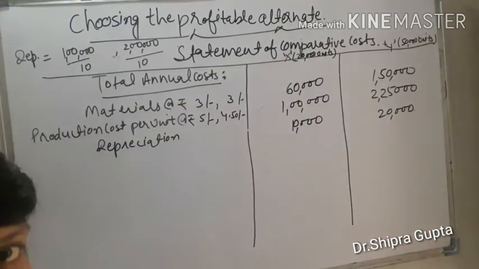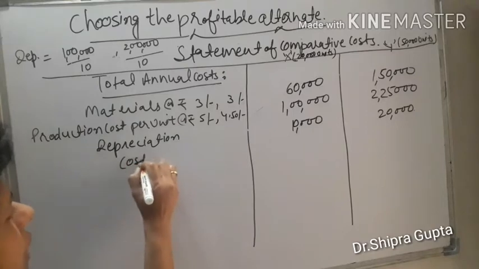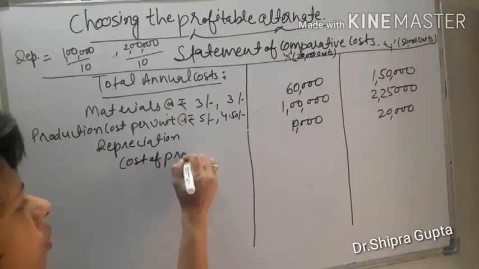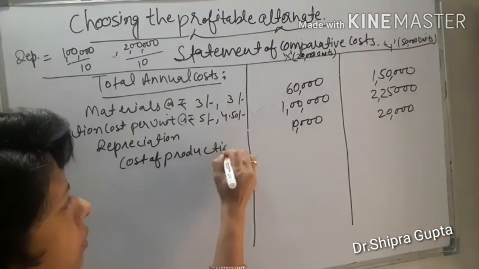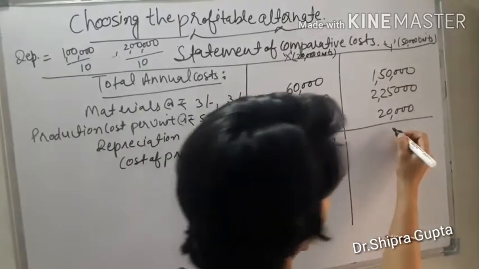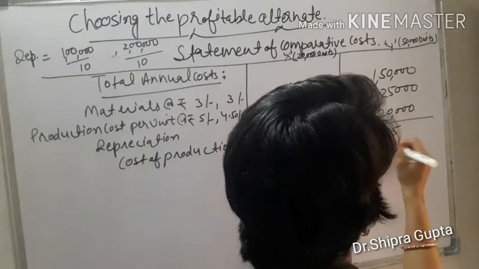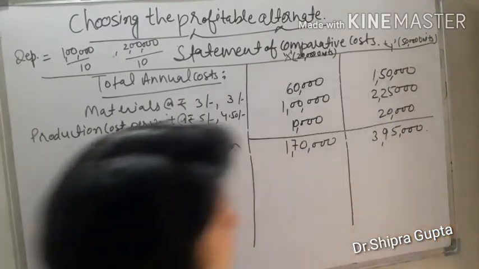Supervision expenses we will ignore, and now we calculate the cost of production, the total of the costs: 1,70,000 for X and 3,95,000 for Y.